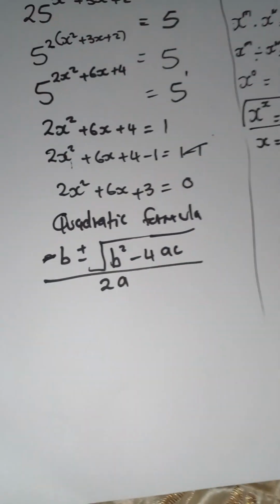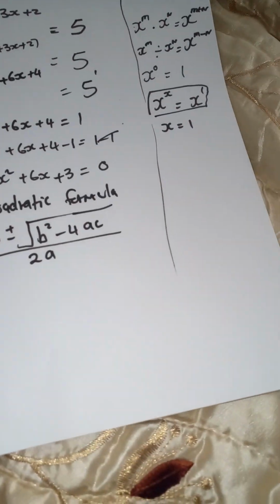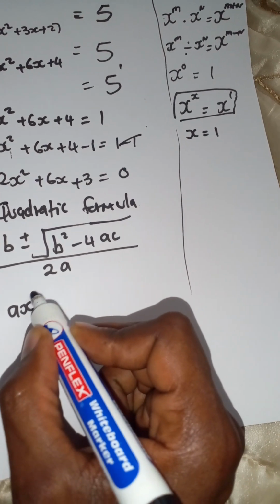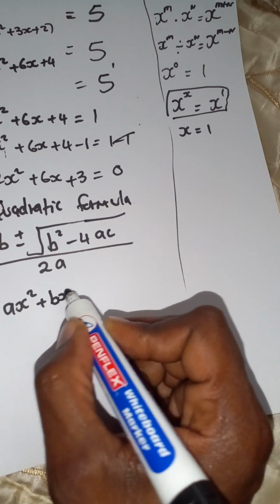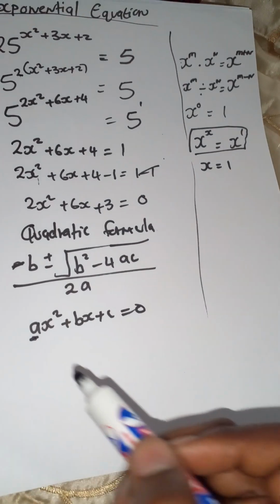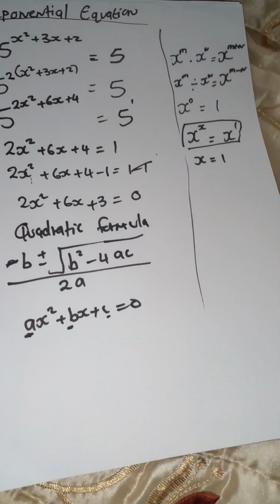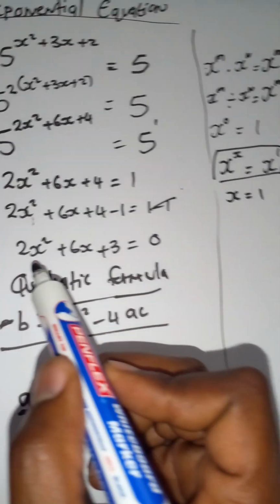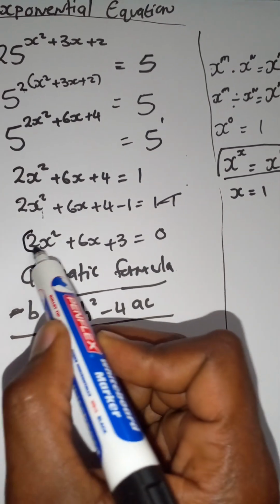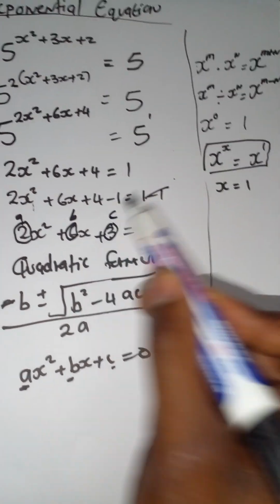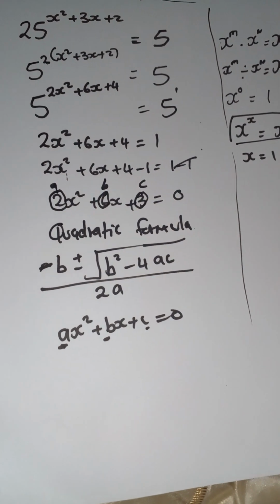I know now you're asking yourself, what is b, what is c? We must recall that a general quadratic equation is ax squared plus bx plus c equals 0. The a is the coefficient of x squared, the b is the coefficient of x, and the c is the constant. So if we were to name our equation, this one is our a, this one is our b, and this one is our c.